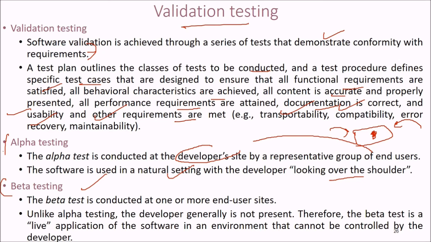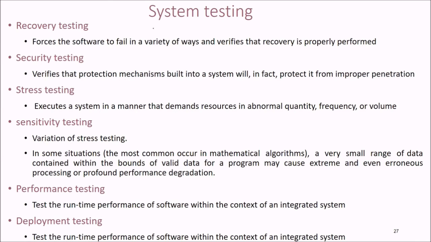Beta testing is conducted at one or more end user sites. They can be our friendly customers or users. A set of friendly users will be using your software at their location. Unlike alpha testing, the developer generally is not present there. So beta testing is the live application of the software in an environment that cannot be controlled by the developer himself.